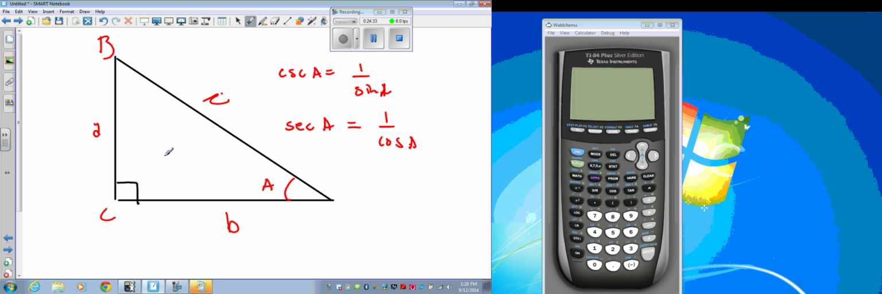But don't mix up those things with the cofunction identities, which are on page 51. The cofunction identity says that if you take the sine of A, which is A over C, its complementary angle is B, and so its cofunction, which is cosine, the cosine of B is A over C. They're the same thing.